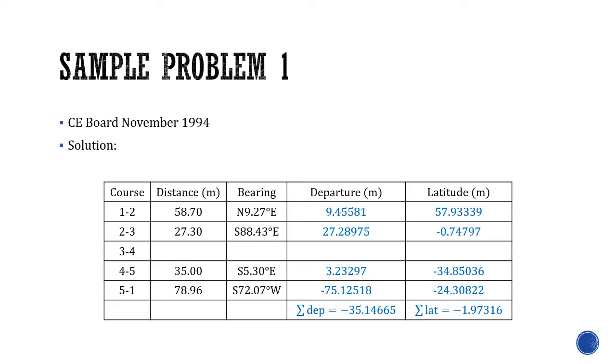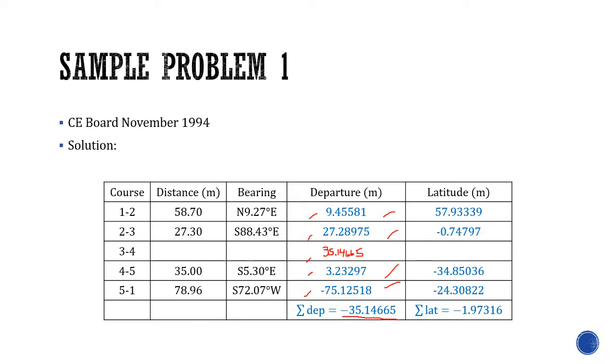And so, class, when you compute this, you will see that the value of the sum of the departure is negative 35.14665. Okay, so that is the sum of the departure. Pero sabi natin, dapat yan ay magiging 0. Paano yan magiging 0? If you will use your common sense, class, ang gagawin mo lang is i-add mo yan, pero opposite sign. Gawin mo dito, lagyan mo ng 35.14665. Tapos try mo ngayon isum ito. Nakikita mo, the sum of the departure ay equal na sa 0.